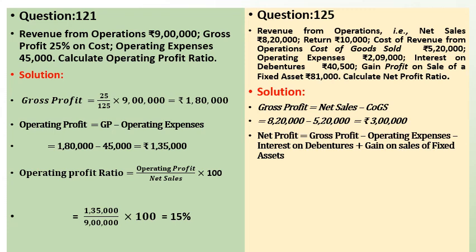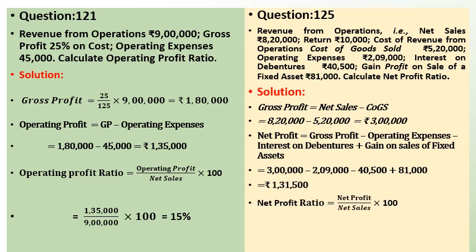Instead of taking the name, you can use that part, but you have to identify which one is operating, which one is non-operating. So interest on debenture and gain on sales over here, we consider non-operating part. That's why expenses is minus and income is plus. So by solving this one, we'll get net profit is equal to 1,31,500.